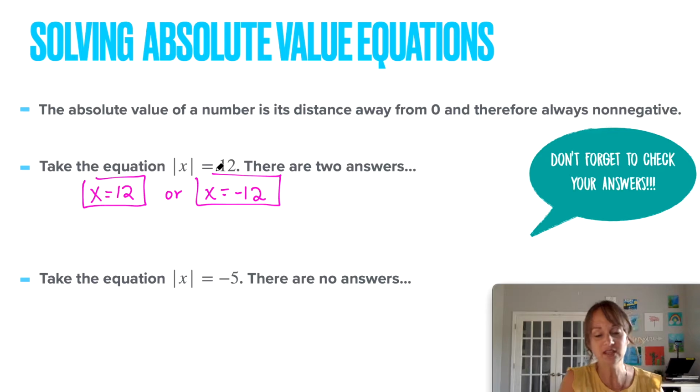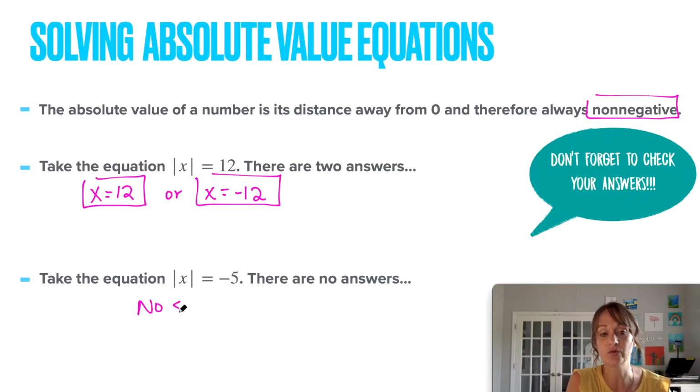Now, if you take the equation the absolute value of x equals negative 5, there are no answers. The reason is that the moment you take the absolute value of any function or variable, it has to be, like we said, non-negative, which means it has to be either 0 or a positive number. Therefore, it can never equal negative 5. So the answer in this case would be the phrase, no solution.